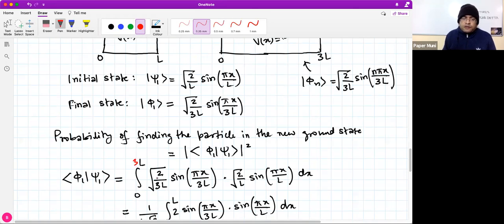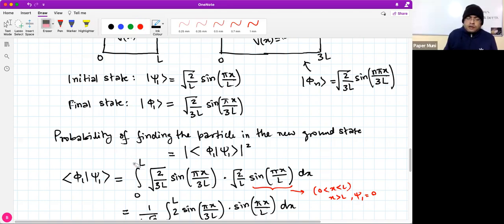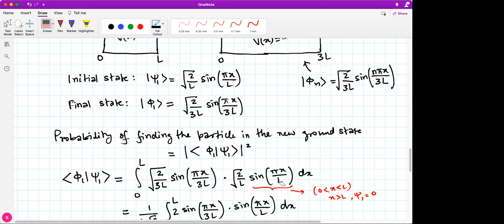If you see this wave function, from which limit to which limit is it? This is between x going from 0 to L, right? And for x greater than L, the wave function psi 1 is 0, right? So if we integrate from 0 to 3L, this wave function only exists for 0 to L, the initial ground state. So it will become 0. I told you this earlier also. So it's better if we integrate from the limits of the initial well. Okay. Thank you, sir. Got it.